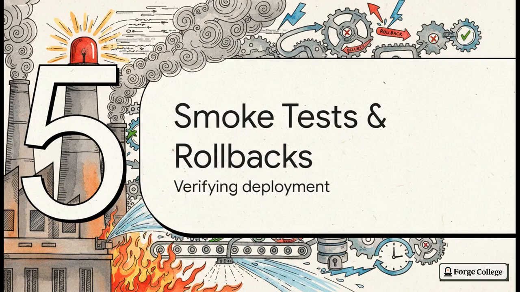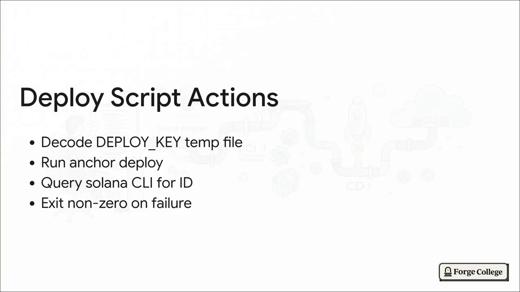Okay, Section 5, smoke tests and rollbacks. Time to verify that deployment. So once the deployment pushes through, our factory alarm system kicks in just to make sure nothing is secretly on fire. Because just because a command finished doesn't necessarily mean our job is completely done.